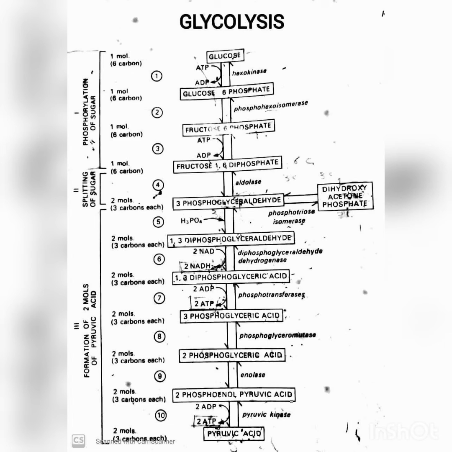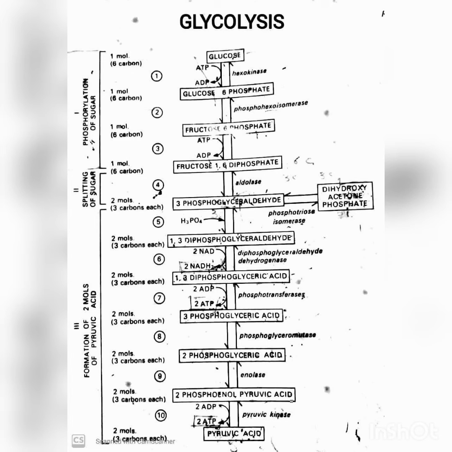Both these compounds are called triose phosphates and are interconverted into each other in the presence of enzyme phosphotriose isomerase. Now in the further reactions, two molecules of 3 carbon compound will be involved.